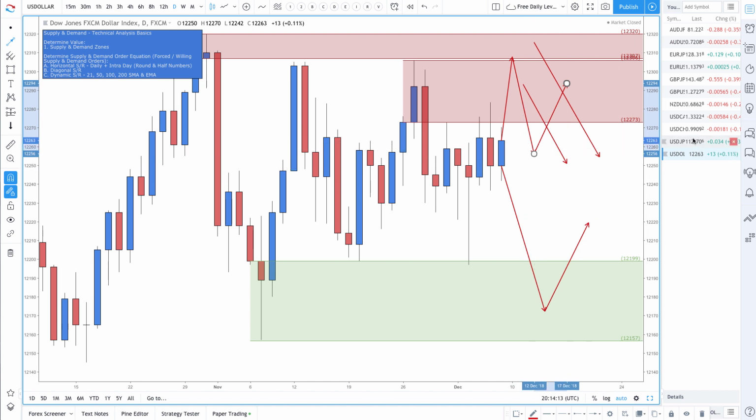So on a dollar yen pair, you'd be looking for prices to move slightly lower to a demand zone, and then once prices come down into that demand zone, look for buy trades. So that's what we're looking for on the Dow Jones Dollar Index as our confluence meter.